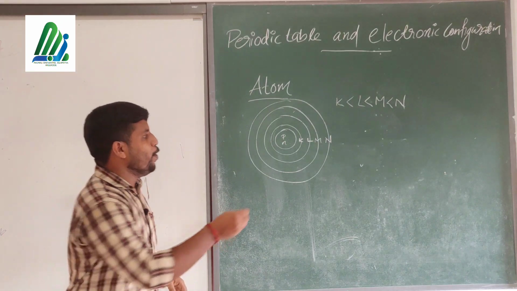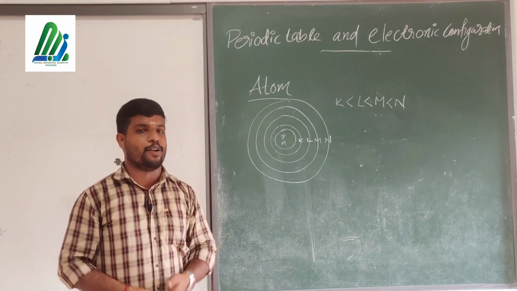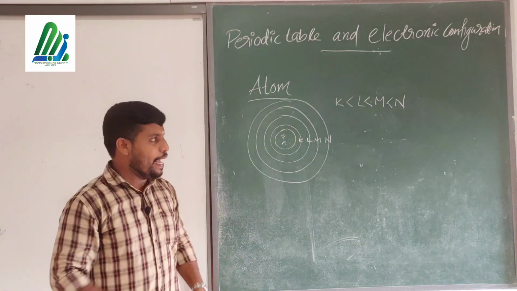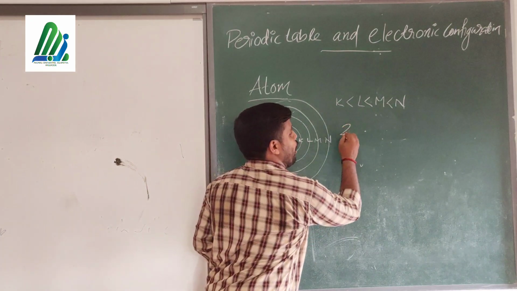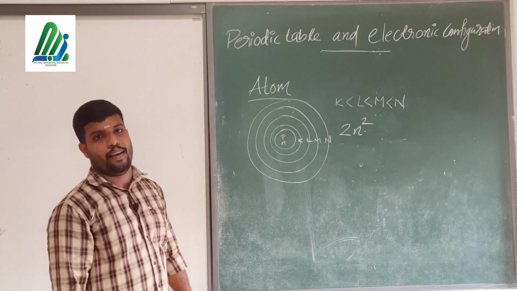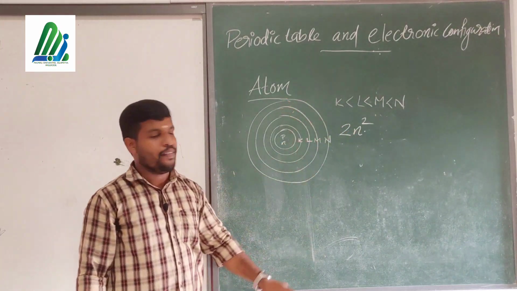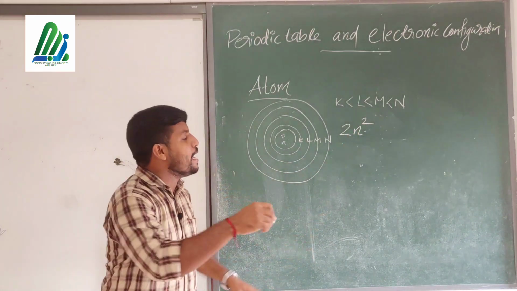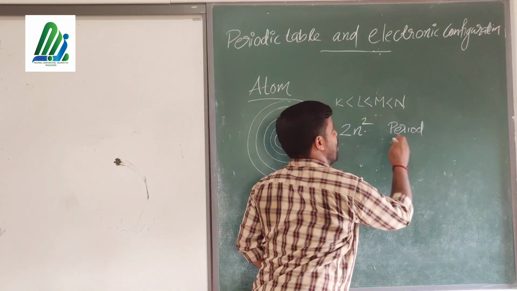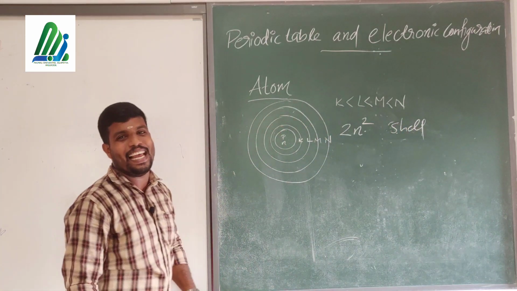Each shell can accommodate a different maximum number of electrons. That can be calculated by an equation that is also familiar to you. It is 2n square. What is the n represented there? Yes, n is the period number, or we can say the shell number.